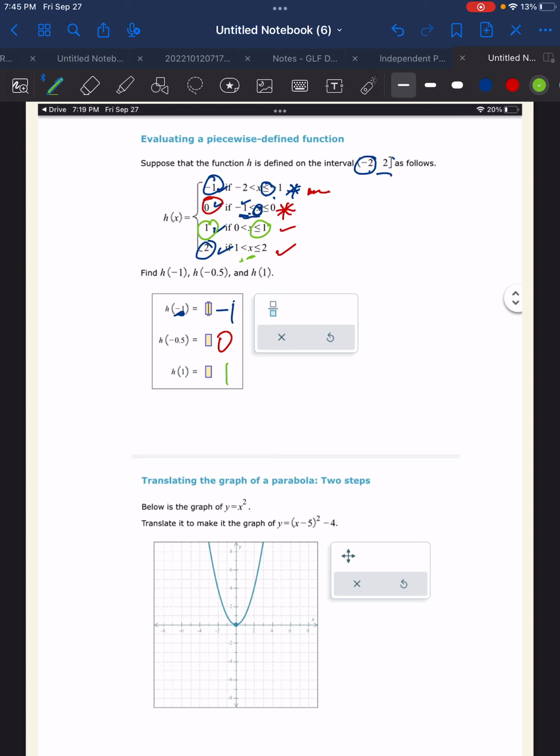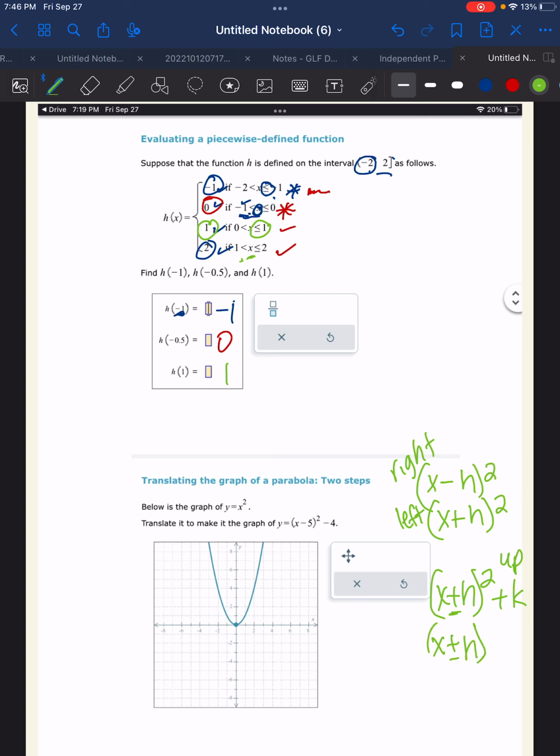Moving on to number 4. So I told you guys if it's x minus h or x plus h, this is going to the right, this is going to the left. x plus or minus h squared plus k, that's going up. x plus or minus h squared minus k is going down.